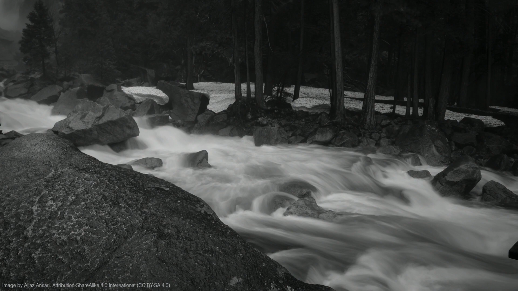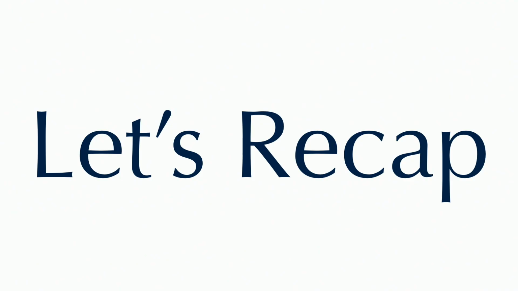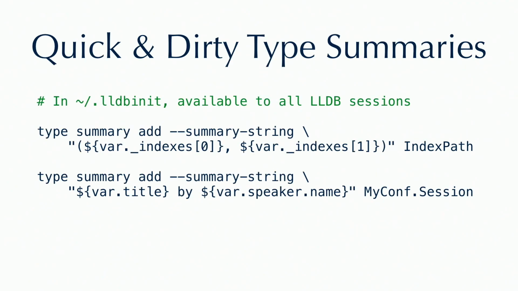All right, that's enough. Let's recap. What did we learn? We can have quick and dirty type summaries. We can tell Xcode, hey, I work with index paths a lot. I don't want to just see two indices. I want to create a summary string for index path. It's really nice. It works really well. So I'm going to do that.